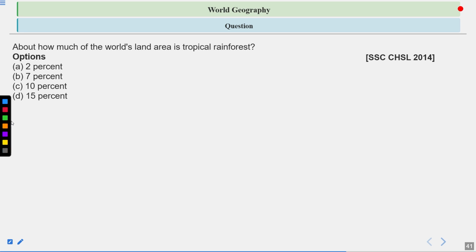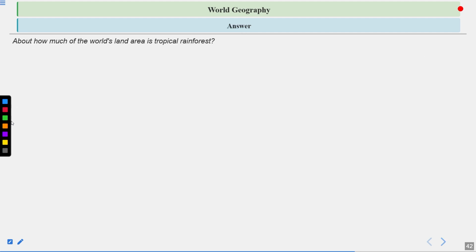About how much of the world's land area is tropical rainforest? 2%, 7%, 10%, or 15%? So the percentage of area that covers under the tropical rainforest is 2%.